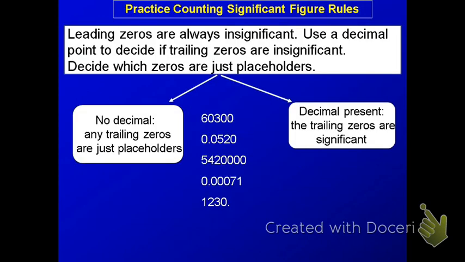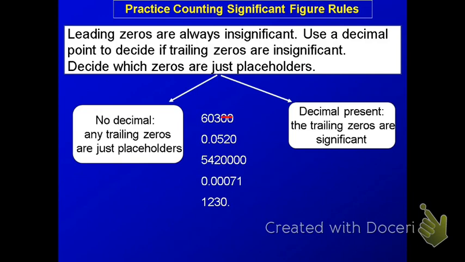Let's look at practicing counting significant figure rules. Remember, leading zeros are always insignificant. They're just placeholders. We're going to use a decimal point to decide if trailing zeros are insignificant. We'll decide which zeros are placeholders.